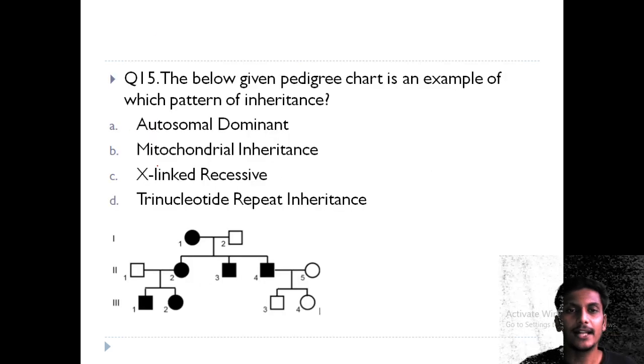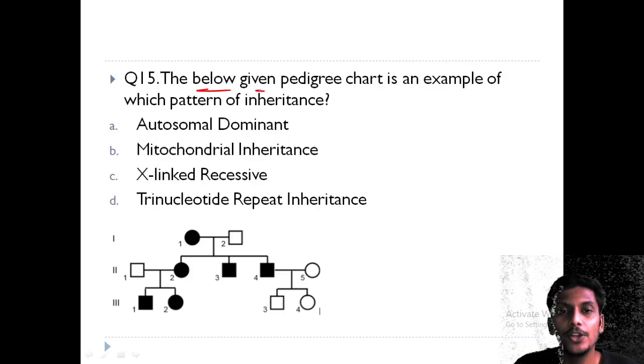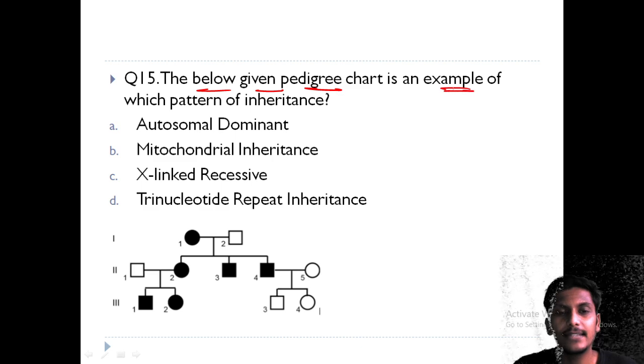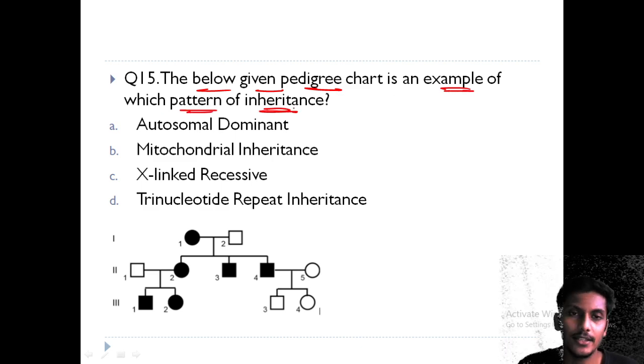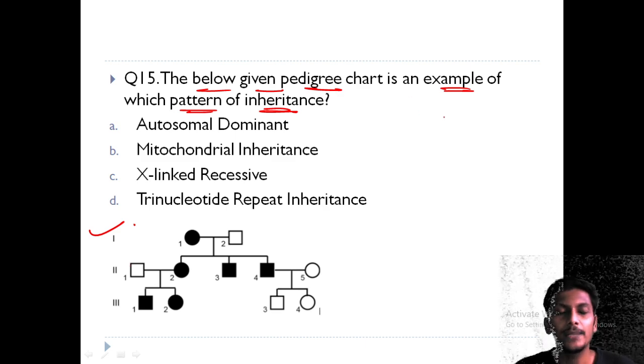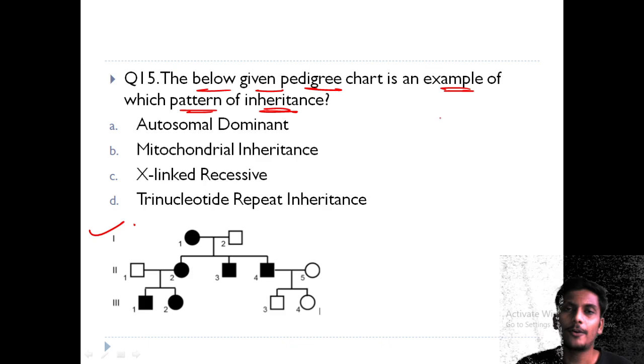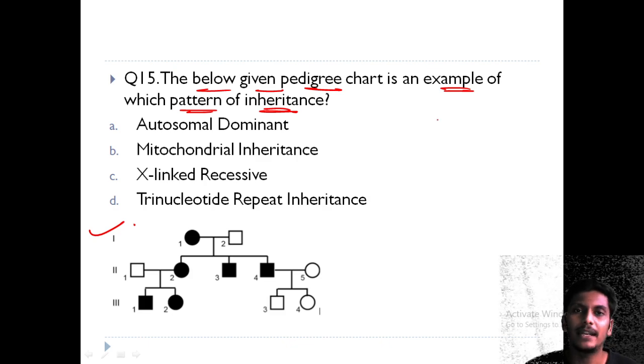Moving further to one last question, that is question number 15. The below given pedigree chart is an example of which pattern of inheritance? So please remember guys, usually pedigree charts कभी कभार आ जाते exam में. It is important to know at least the important patterns of inheritance by the pedigree chart.